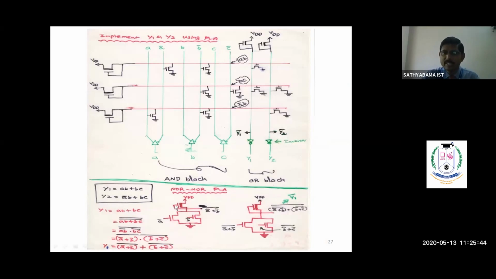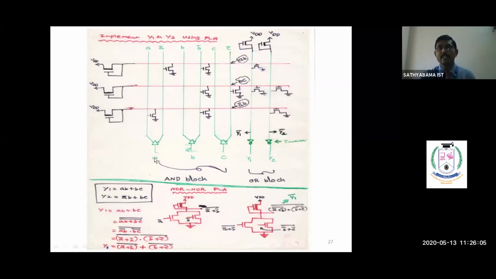Now you have to see here one depletion mode transistor, one end is connected to VDD, other end is connected to output. The same way, here I am making the depletion mode transistor, one end is connected to VDD, other end is connected to output. So this horizontal line is nothing but an output line for this AND array, not the final output. This is an output for this AND array.